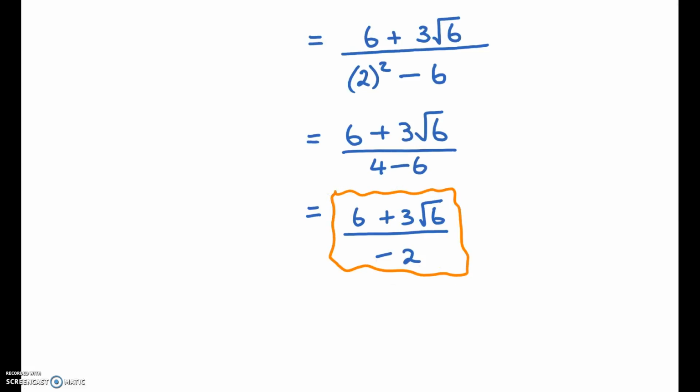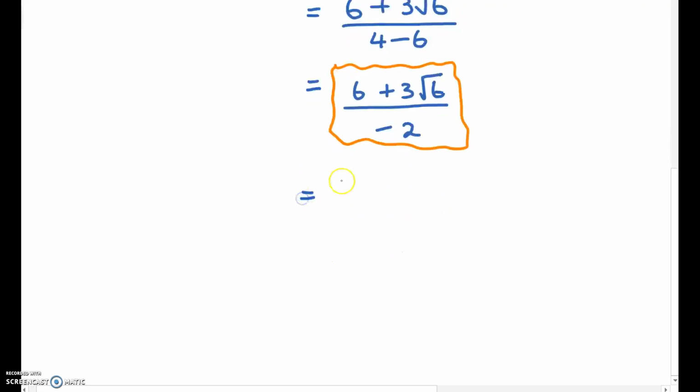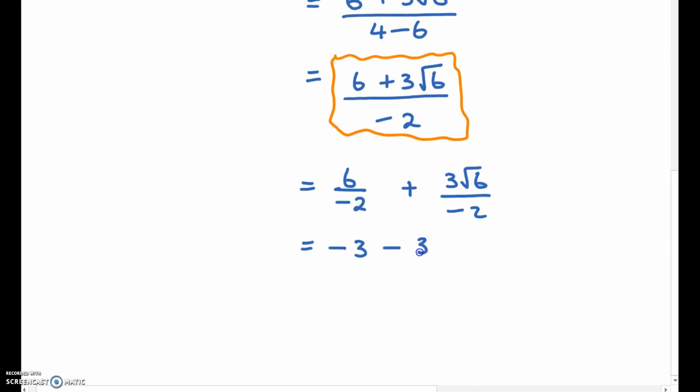Now if you go to split up a fraction, you must keep the bottom under each part of it. So we can do 6 over negative 2 plus 3 root 6 over negative 2. You can write it like this as well. Now, 6 divided by negative 2: divided by minus is minus, and 6 divided by 2 is 3. And then we have a plus over a minus, which is minus 3 root 6 over 2. We can't cancel the 2 and the root 6 because one of them has a square root, and 3 and 2 can't be reduced. So we're just going to leave this as 3 root 6 over 2.